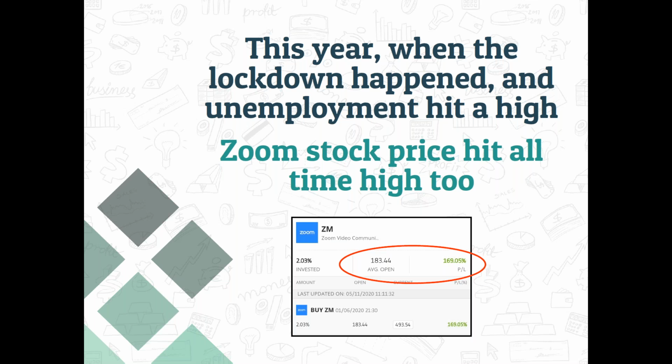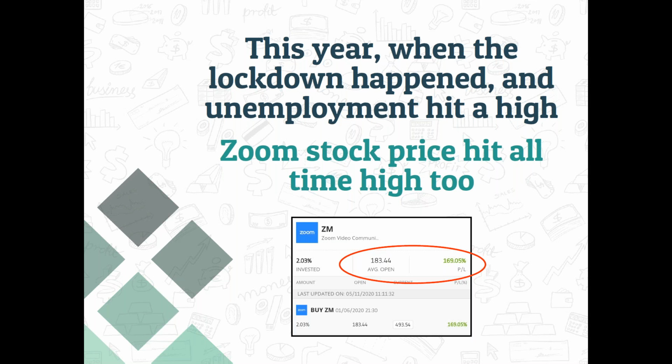So in Zoom, I got in at $183, and of course, the price rallied all the way to close to $500. And that's where I got out. So you realize that even though the economy is bad, there are companies that are performing very well. And the question here is, what is the method to identify which of the companies you want to focus on during a certain economic cycle?